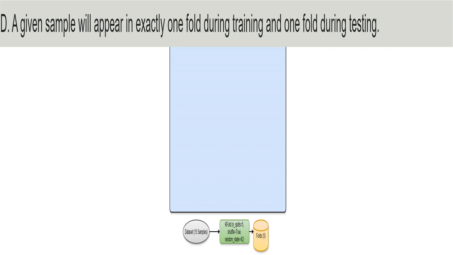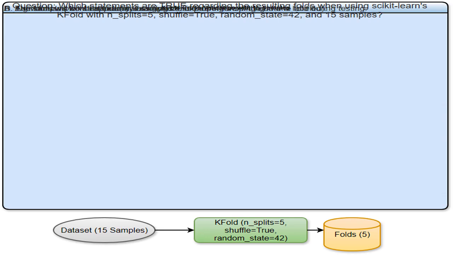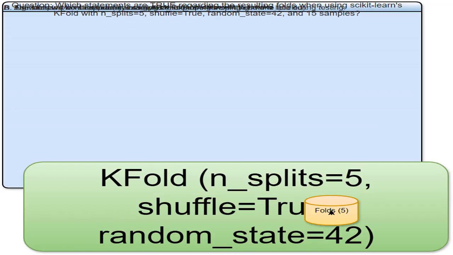The KFold function divides the dataset into 5 different folds, each used once as a test set and 4 times as training sets. I am performing 5-fold cross-validation using KFold on a dataset containing 15 samples. I am working with a small dataset, just 15 samples. This will make the impact of the fold division more pronounced.